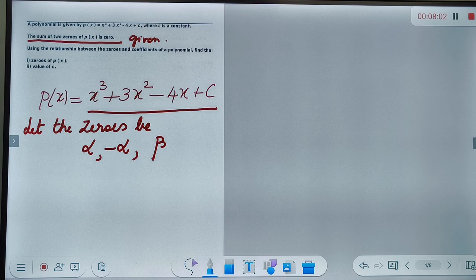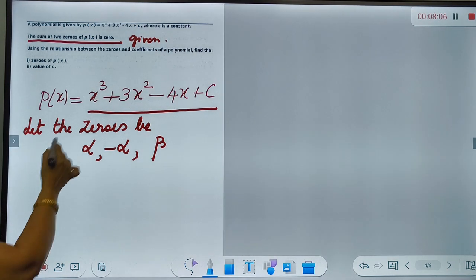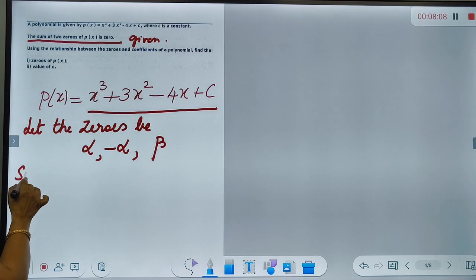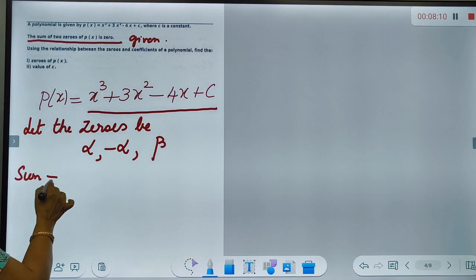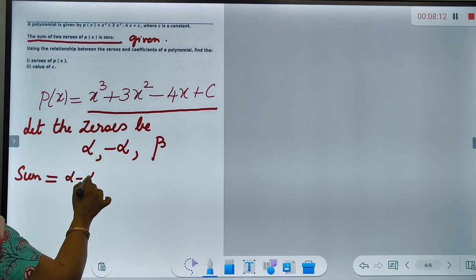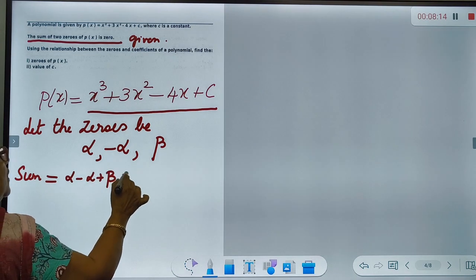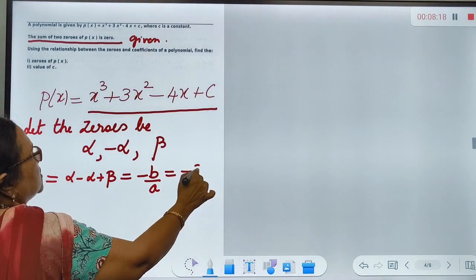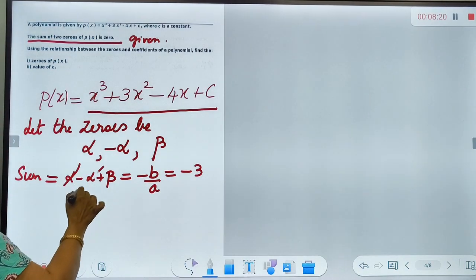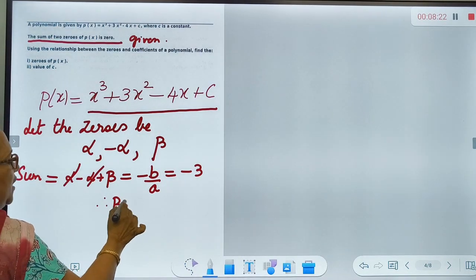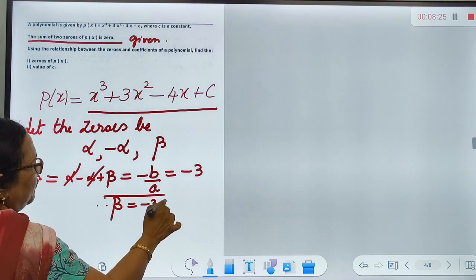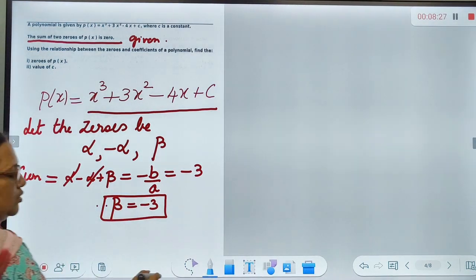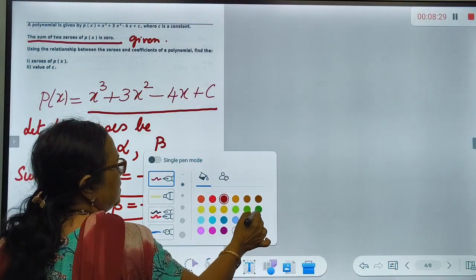We know what is the relationship between the coefficients and the zeros. Sum of the zeros: alpha minus alpha plus beta equal to minus b by a, which is minus 3. Therefore, beta equal to minus 3. So we have found one of the zeros, which is minus 3.